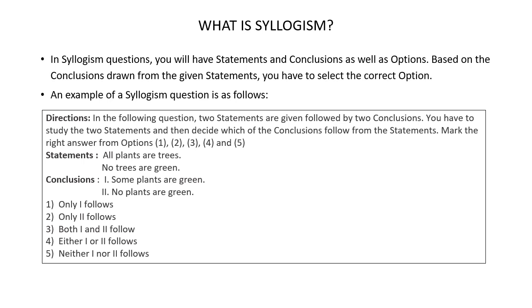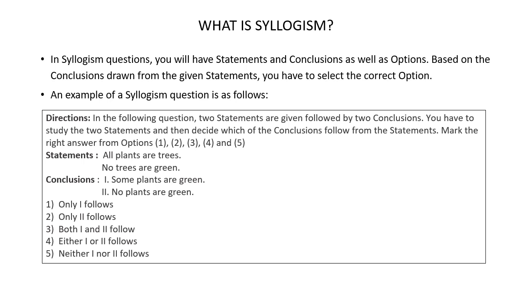Now an example of a syllogism question looks like this. You will be given directions, statements, conclusions and options. First, let's look what's given in the directions. In the following question, two statements are given followed by two conclusions. You have to study the two statements and then decide which of the conclusions follow from the statements. Mark the right answer from options 1, 2, 3, 4 and 5. So that is the directions.